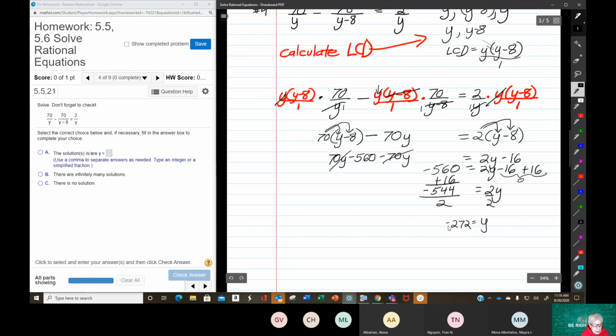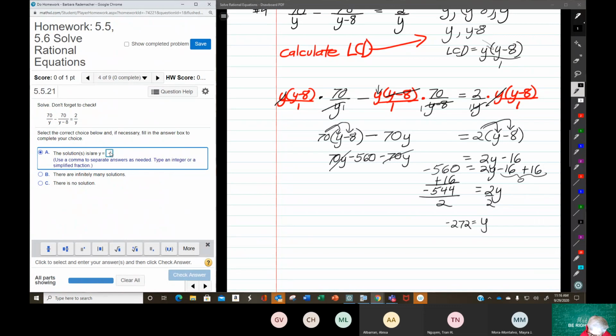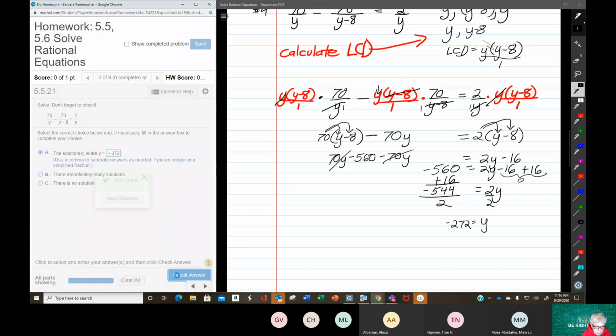That's a weird answer. I'm going to see if it's right. -272 doesn't feel right, but it is.